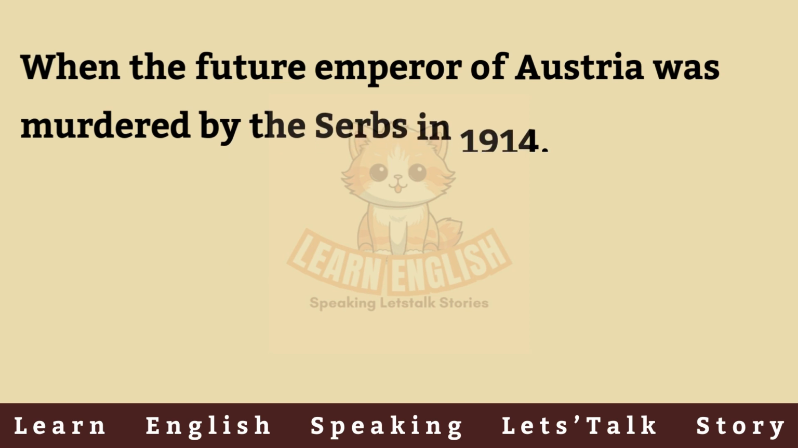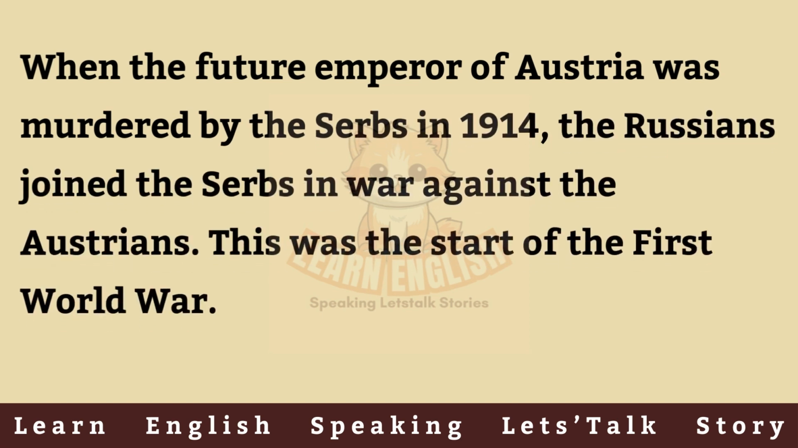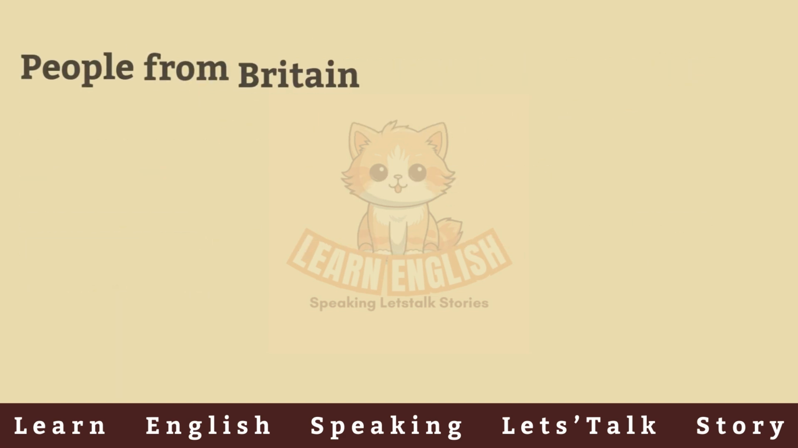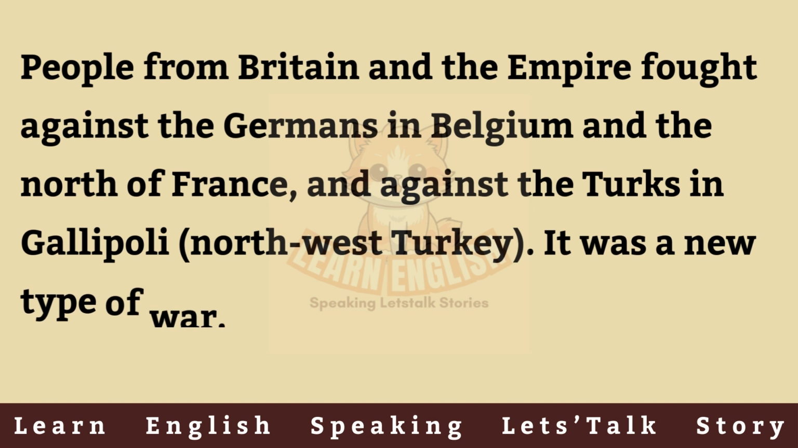When the future Emperor of Austria was murdered by the Serbs in 1914, the Russians joined the Serbs in war against the Austrians. This was the start of the First World War. People from Britain and the Empire fought against the Germans in Belgium and the north of France, and against the Turks in Gallipoli, northwest Turkey.